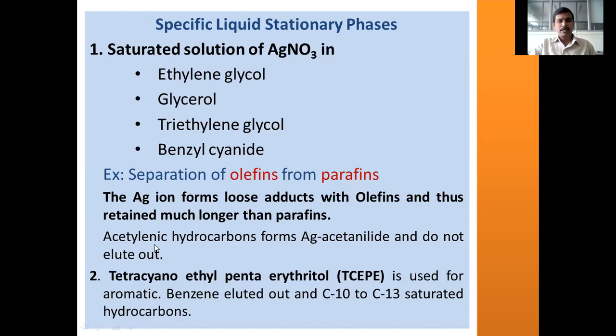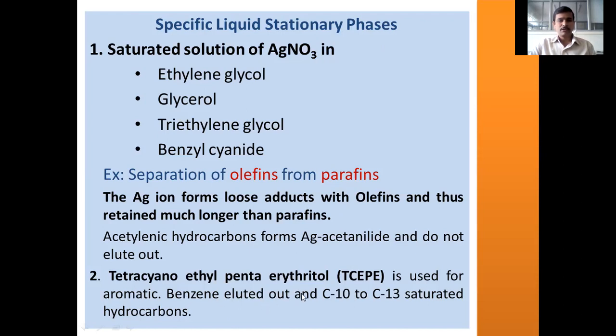Similarly, acetylenic hydrocarbons form silver acetylides, and they will not elute first. If you introduce a sample solution containing acetylenic hydrocarbons and other hydrocarbons, silver will hold the acetylenic hydrocarbons for a longer interval of time than other hydrocarbons. Therefore, acetylenic hydrocarbons will be eluted last compared to other conventional hydrocarbons.